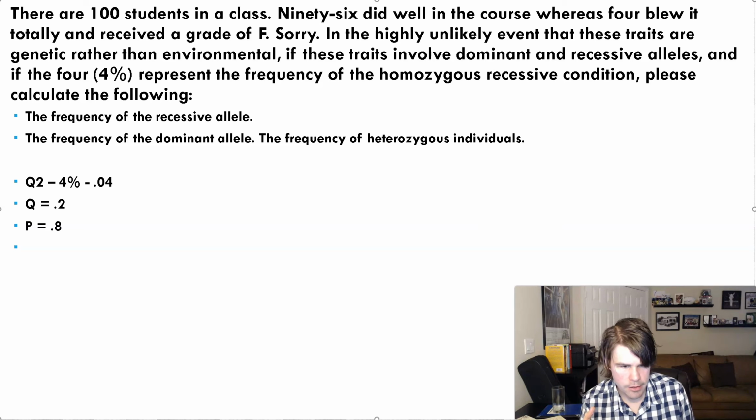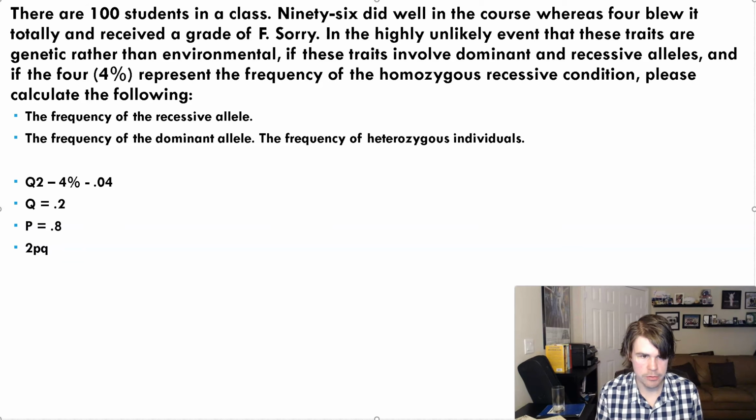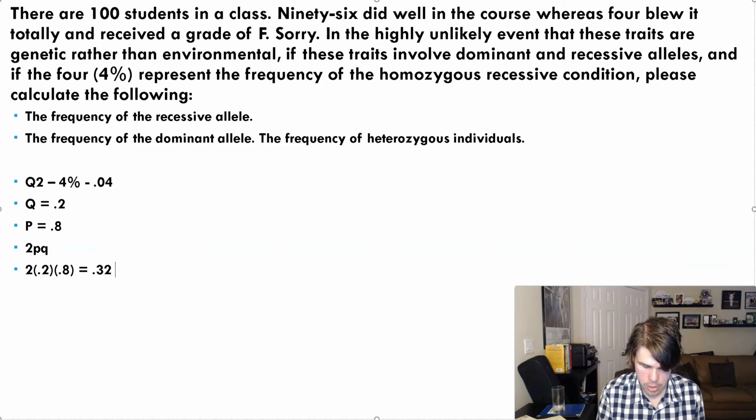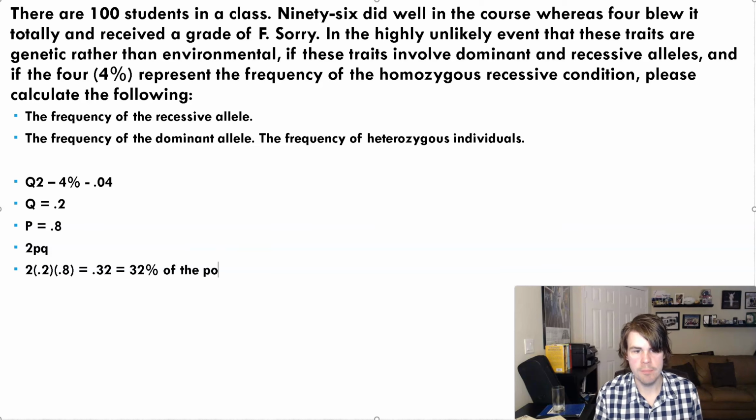You can see there that we already answered the first two problems, and now we just got to plug and chug, 2pq, right? So 2 times 0.2 times 0.8 equals, oh gosh, well, that's 0.16 times 2, so that's 0.32, or 32% of the population carries the recessive allele, the carriers.